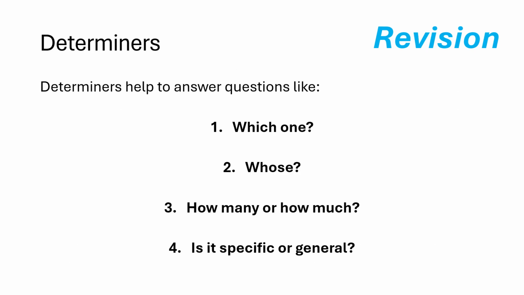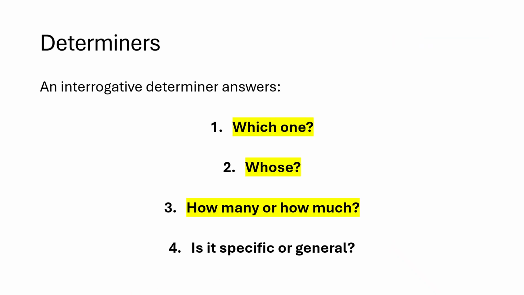Determiners help to answer questions like, which one? Whose? How many? Or how much? Is it specific or general? Interrogative determiners specify which one, whose, how many, or how much.